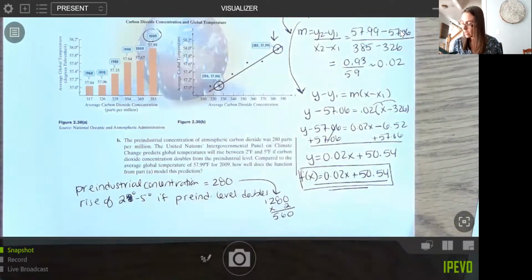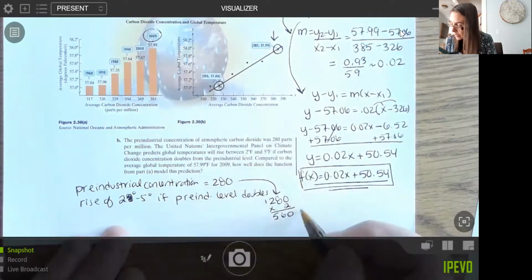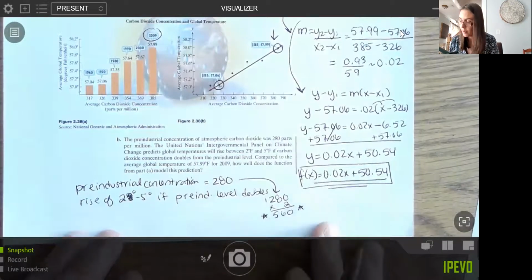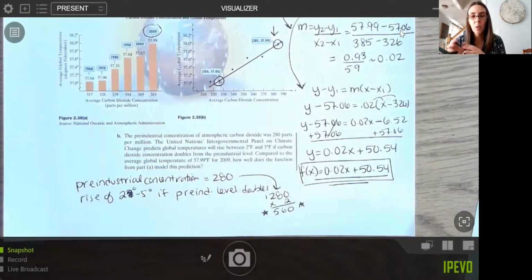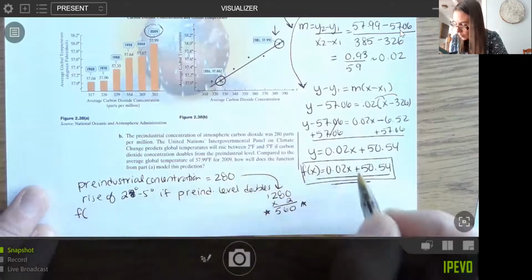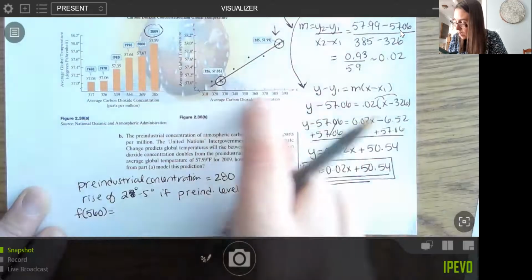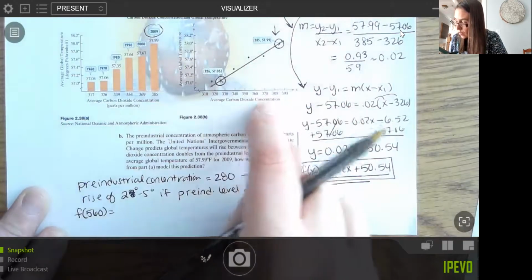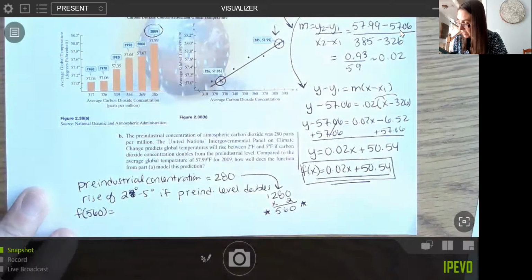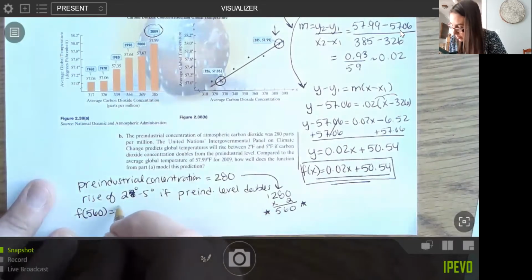So what we're thinking about here, it's maybe a little bit hard to see, but the prediction involves us doubling that pre-industrial level. So we're really trying to figure out what's going to happen when our average carbon dioxide concentration is 560. So what we want to do here is plug that into our equation. So we're going to take our equation here, and we're going to evaluate it at 560, right? Because our X values are the average carbon dioxide concentration. So I want to see, well, what happens at 560? So I'm going to plug this right in.